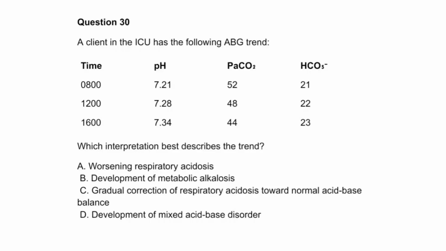Which interpretation best describes the trend? A. Worsening respiratory acidosis. B. Development of metabolic alkalosis. C. Gradual correction of respiratory acidosis toward normal acid-base balance. D. Development of mixed acid-base disorder.